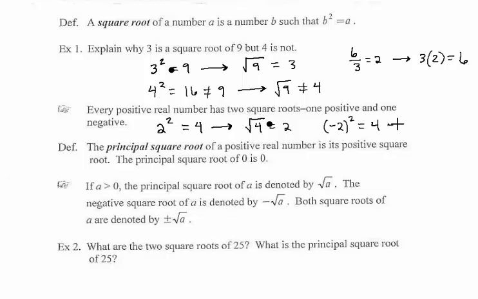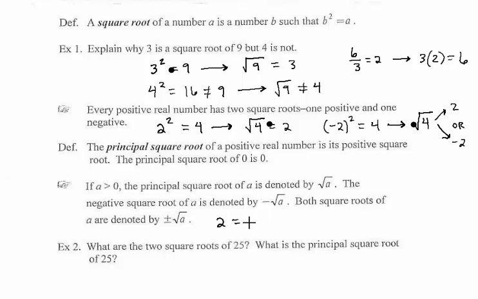However, we do not want to say that the square root of 4 has two different answers. We want to nail this square root of 4 down to only one answer. And so what we're going to do is refer to the positive 2 as the principal square root.